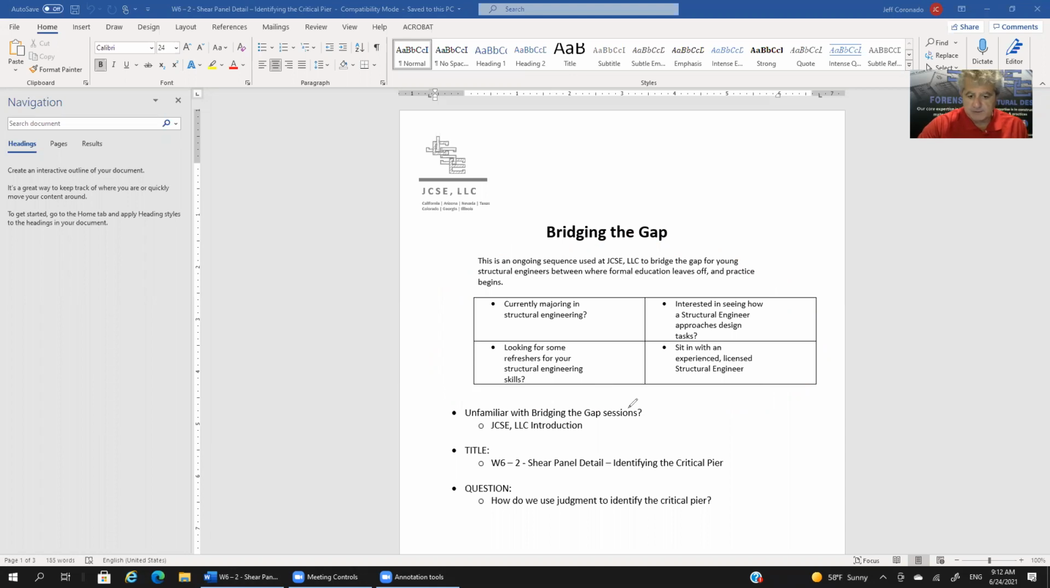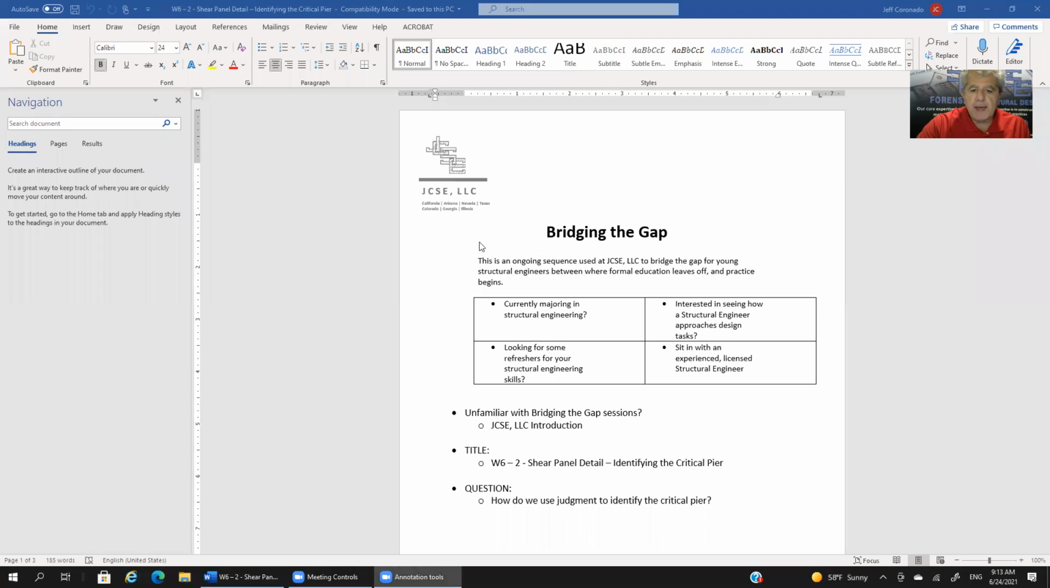We're going to jump into the current session, which is entitled W6-2 Shear Panel Detail. And what we're trying to do here is identify the critical pier. So the question is, how do we use judgment to identify the critical pier in a lumber framed shear wall system?